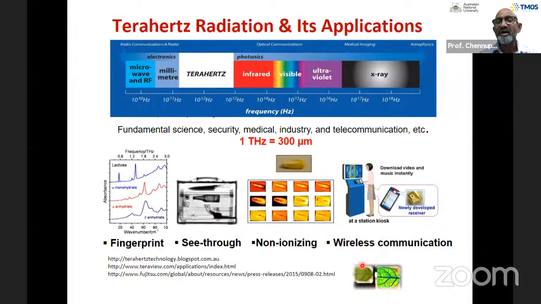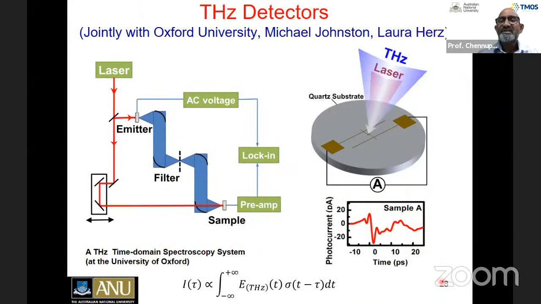Also, you can detect water vapor and the water content in the leaves. Thereby you only water the crops whenever you need, rather than wasting precious resources like water, for example. This is joint work with Oxford University, Professor Michael Johnston and Professor Laura Herz's groups, and this is the work of my student, Dr. Kun Pang, who is a postdoctoral fellow in Oxford now.